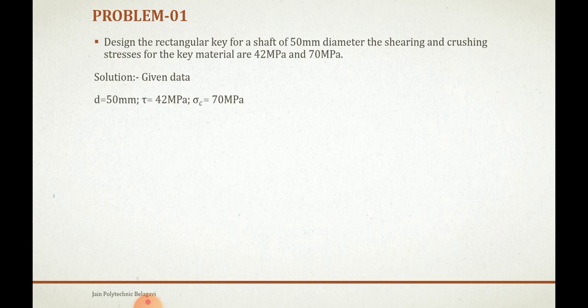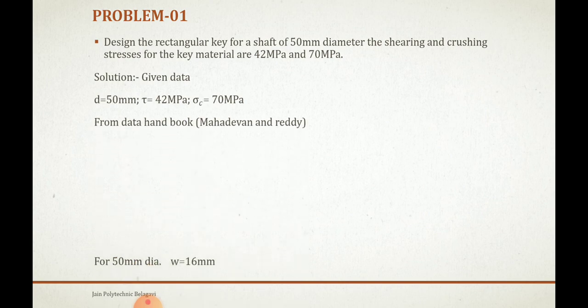In order to design the key, you should first have the dimensions of the key, that is the width and thickness. With the help of the diameter, you can very easily find the width and thickness from the data handbook, because for a standard diameter we have standard key dimensions. For example, for diameter 50 mm, the width is 16 mm and the thickness is 10 mm.